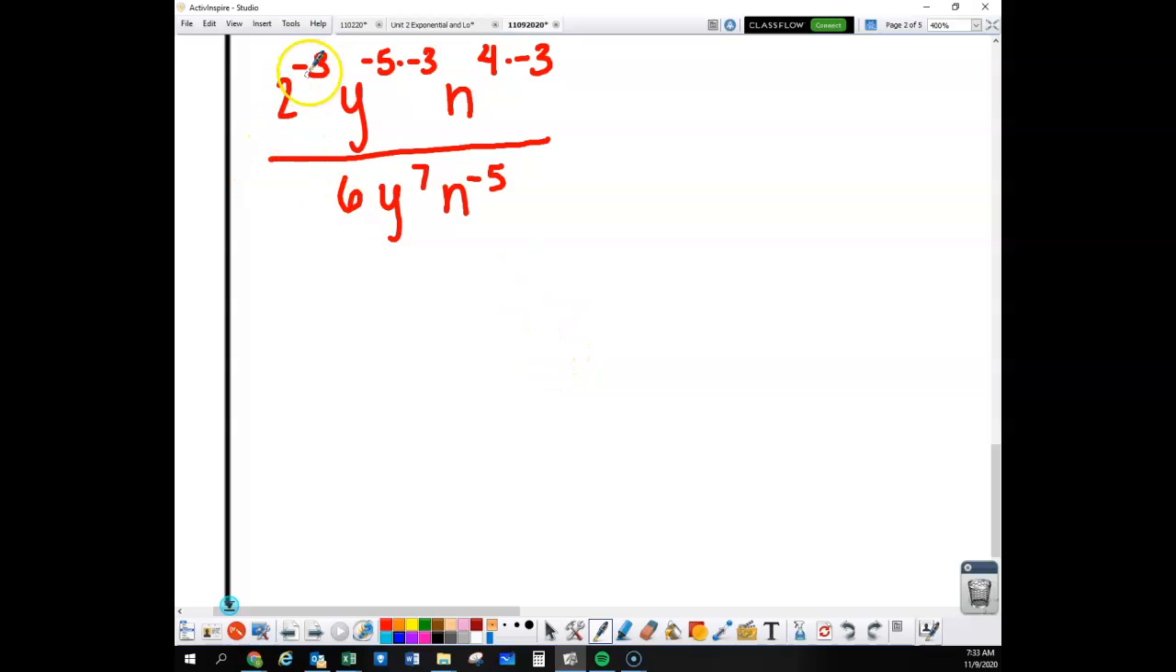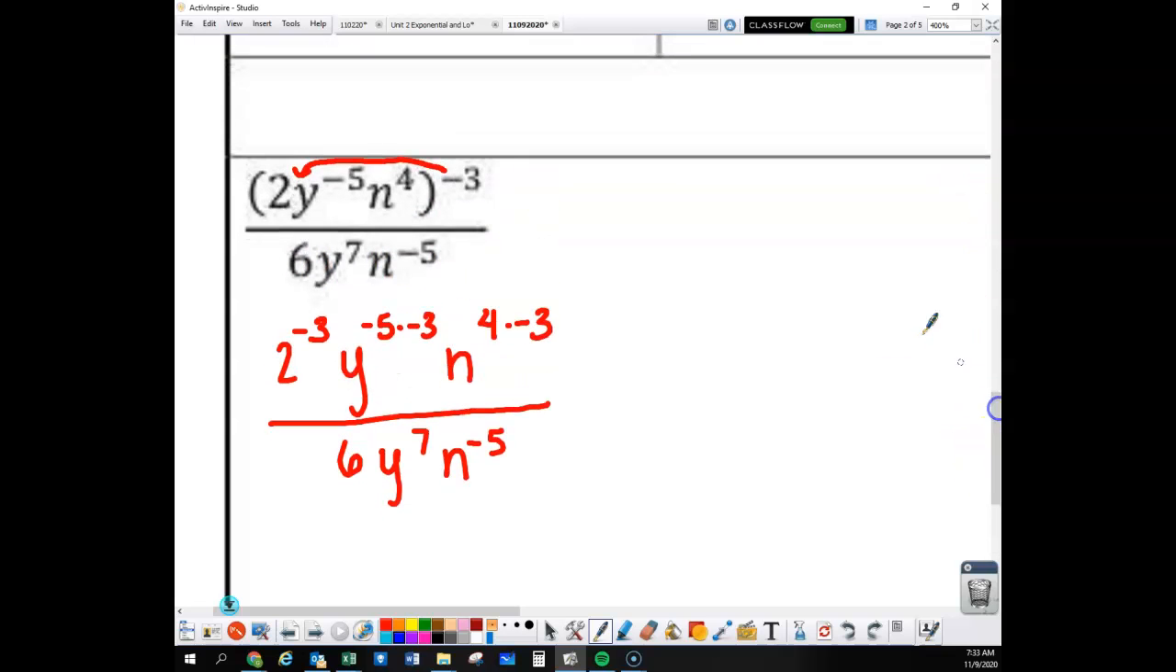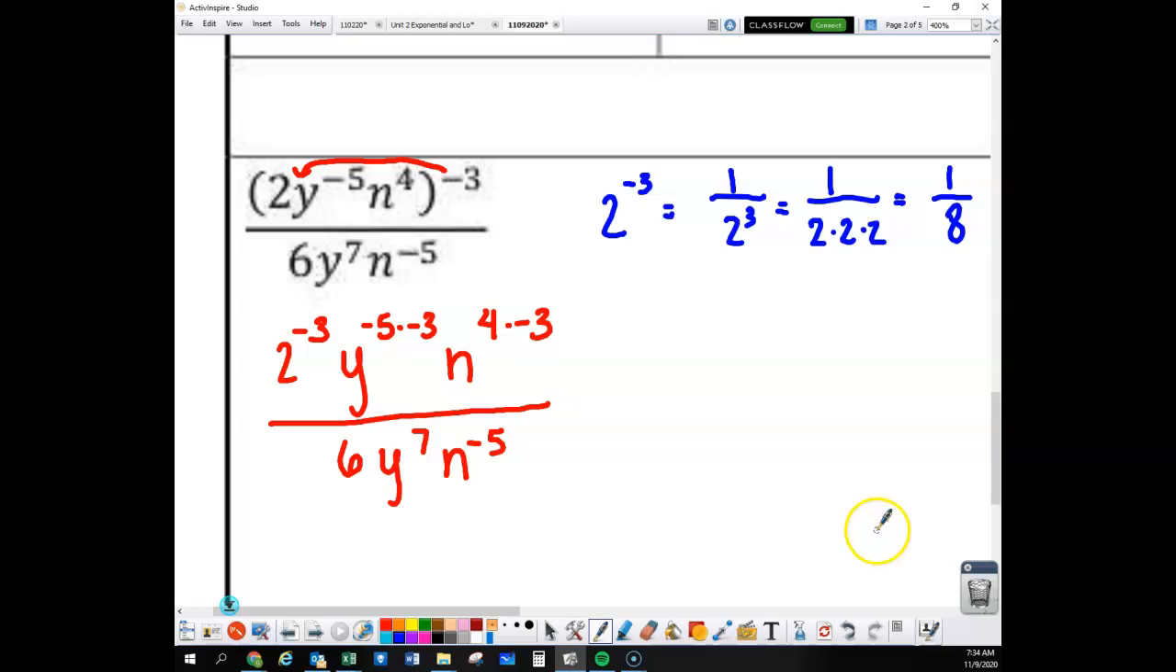Well, hold on. 2 to the negative 3. What would that be? So 2 to the negative 3 means 1 over 2 cubed, which means 1 over 2 times 2 times 2. So 2 times 2 is 4. 4 times 2 is 8, so 1 over 8, right? Does that make sense?